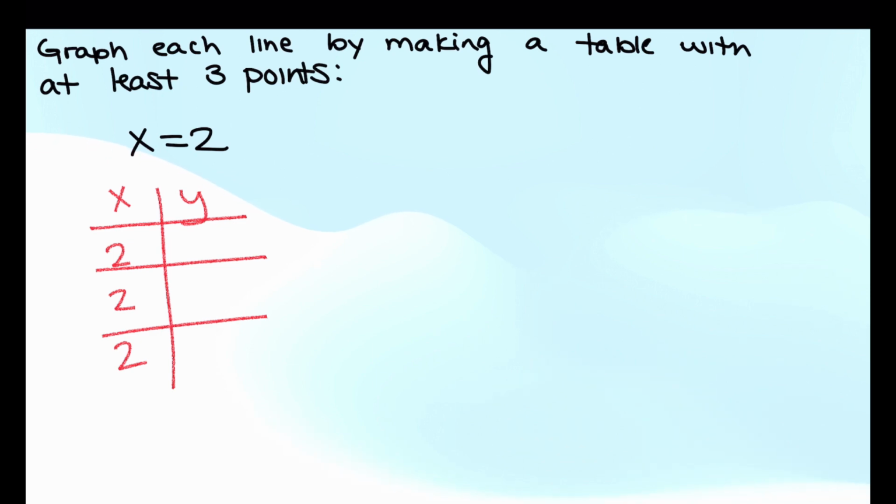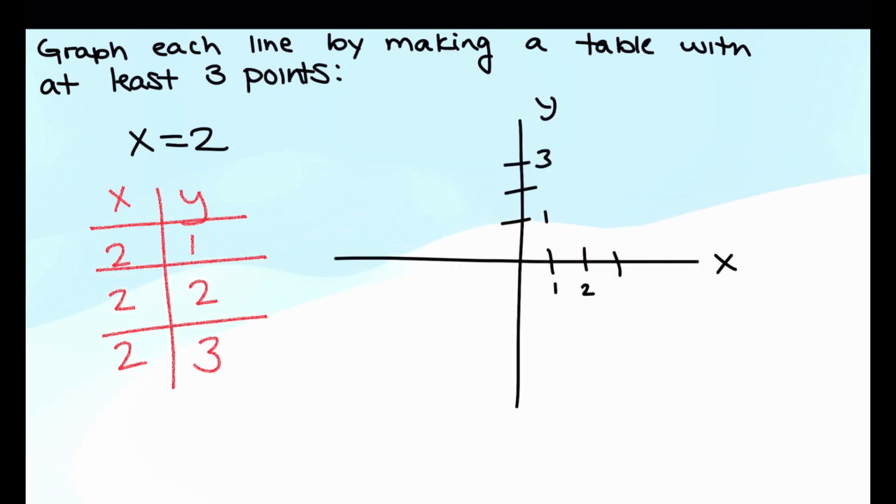X is always 2. And then you can pick any random number you want for y. I just did 1, 2, 3. But I can pick any number I want for y, and the x's are always equal to 2. So this is kind of a special case. And let's see what this looks like when we graph it in our coordinate system.